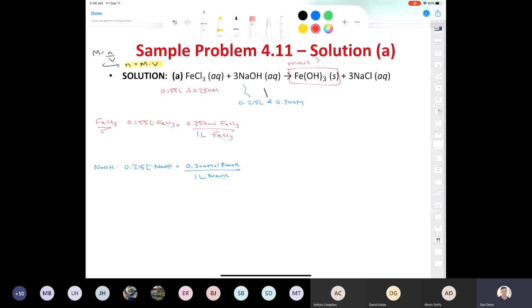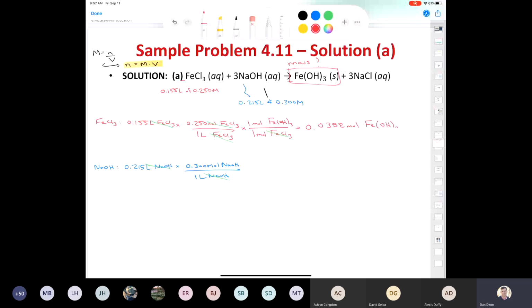And so I'm going to use my balanced equation. I know that for every 1 mole of FeCl3, I make how many moles of iron 3 hydroxide? The answer is 1. It's a 1-to-1 ratio from my balanced equation. Now, when I punch all of this into my calculator, I end up with 0.0388 moles of iron 3 hydroxide.